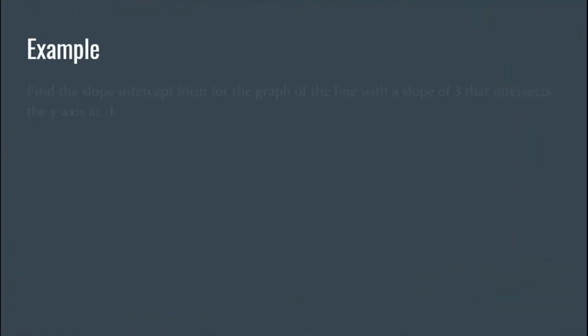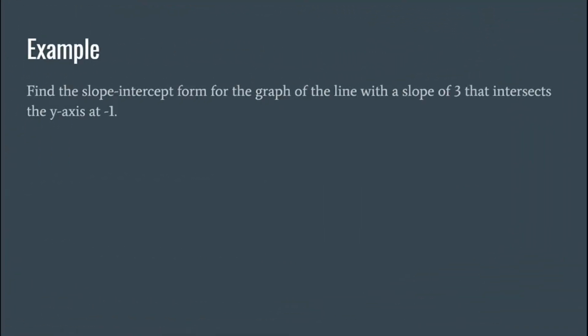Okay, so let's go through an example here. Find the slope-intercept form for the graph of the line with a slope of 3 that intersects the y-axis at -1. So we have a slope, and we have a y-intercept. So we have all the things we need to substitute in. We're just substituting into m and b. Y and x will stay y and x. And all you have to do is simplify any signs if you have to. And that's it. Pretty straightforward, I think.